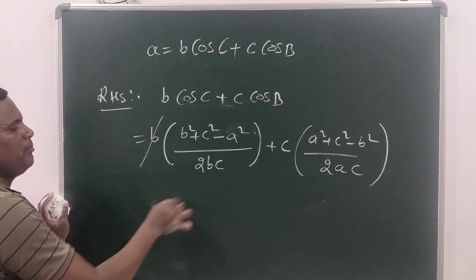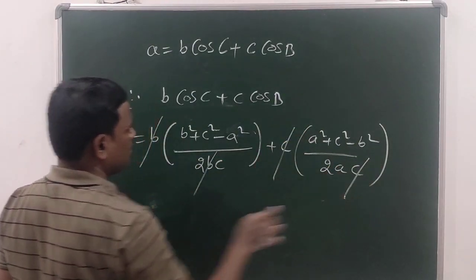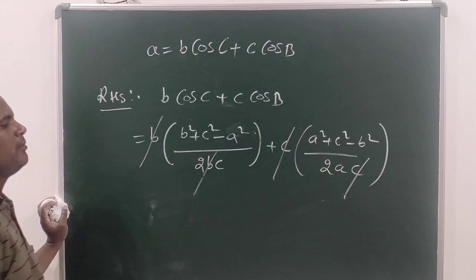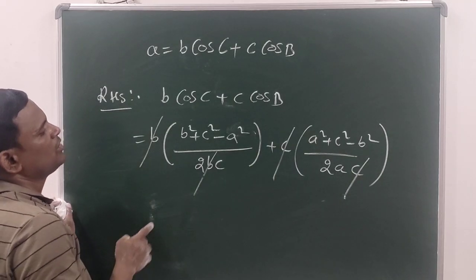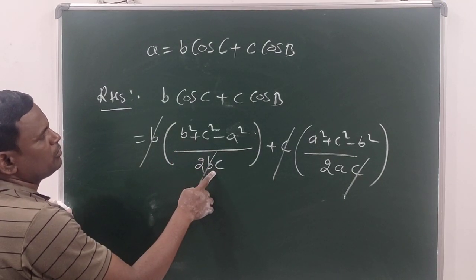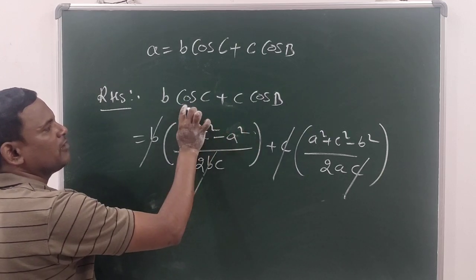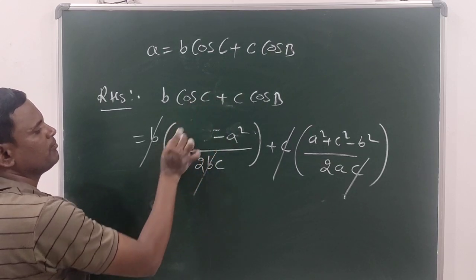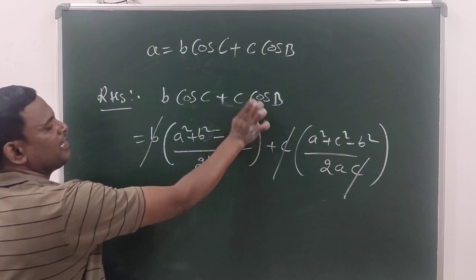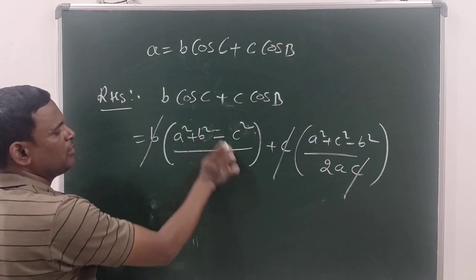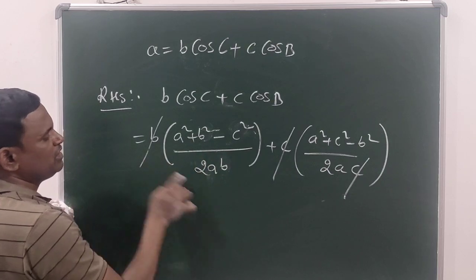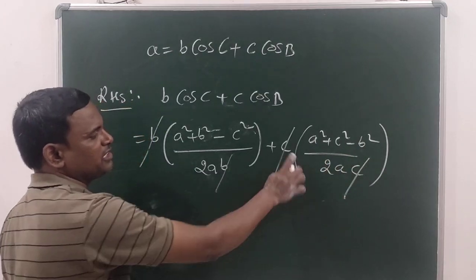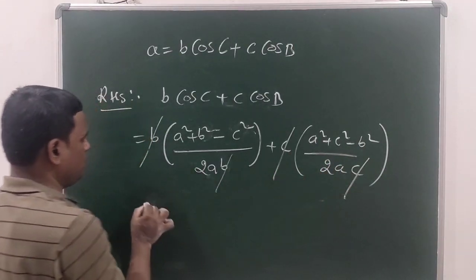Now let us simplify. b, b gone, c, c gone. Now what is left here? Go for this simplification. Here we wrote wrong, so cos C is equal to a square plus b square minus c square by 2ab. Now this b is gone. So go here, cos B: a square plus c square minus b square by 2ac. c, c gone. Now here 2a is left, here 2a is left.